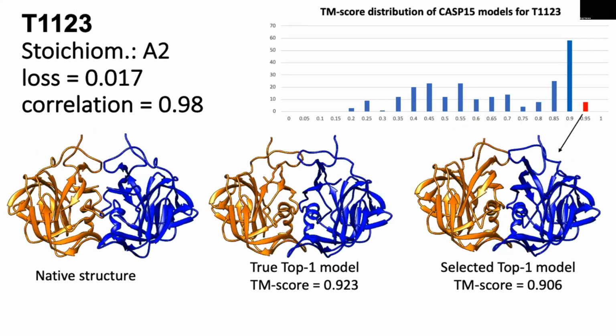Here's another one. This is a dimer. So there's the true structure, the best model, and the selected model. It's a wide range distribution of true scores, and the method is able to select a model from this small bin with the highest average quality. So we select here, and the loss is very low. The correlation is also very high for this one. Both metrics actually work pretty well.